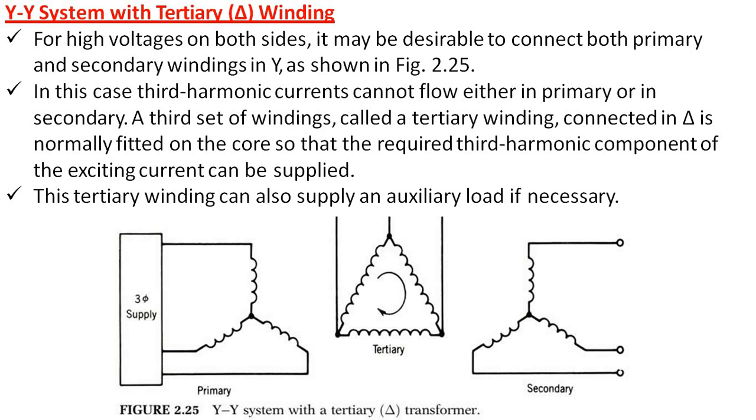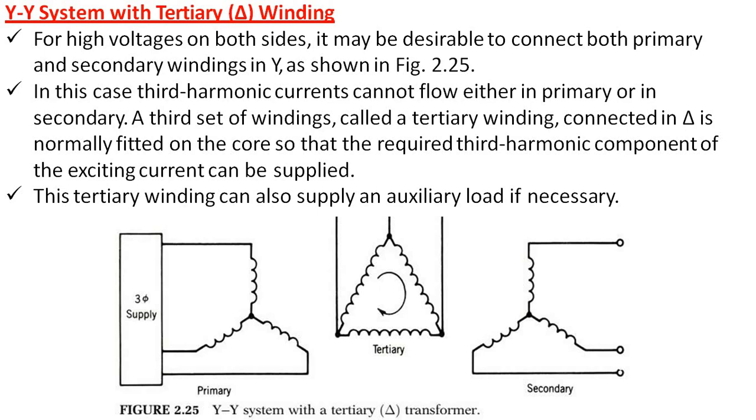In a YY system with a tertiary delta winding. For high voltage on both sides, it may be desirable to connect both the primary and secondary windings in star. In this case, third harmonic current cannot flow in either the primary or secondary, so a third set of winding called the tertiary winding, connected in delta, is normally fitted on the core so that the required third harmonic component of the exciting current can be supplied. The tertiary winding can also supply an auxiliary load if necessary.